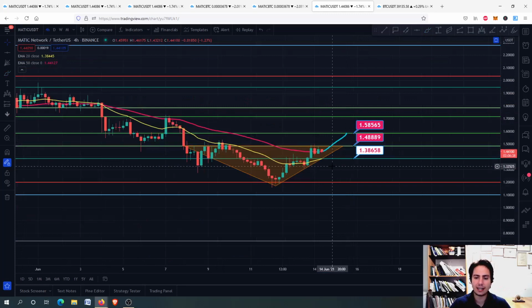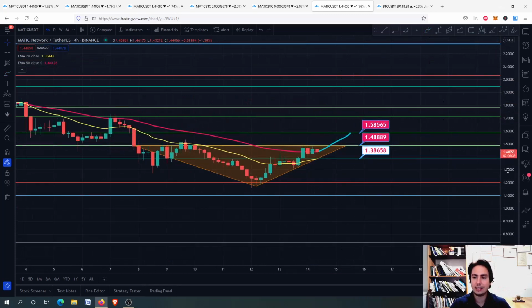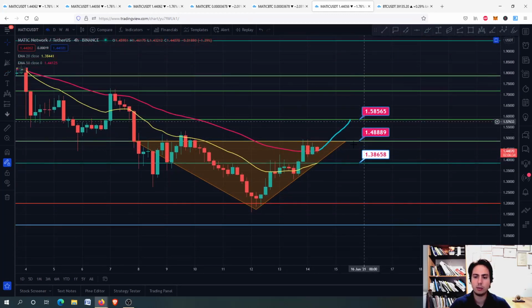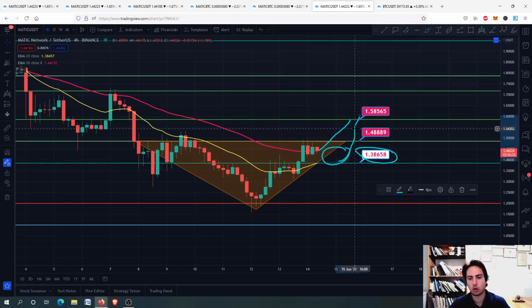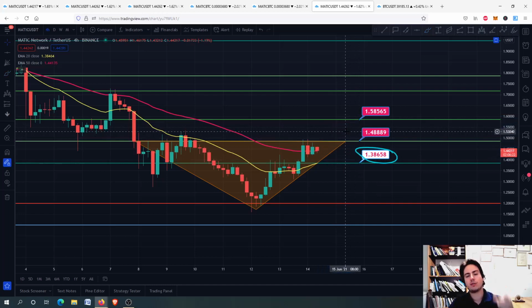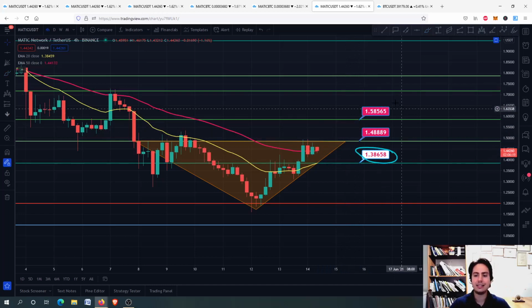I will go back now to the price analysis, and I believe, guys, that once we break the 1.48, and of course we need to maintain the 1.38, maintaining this level will mean we can actually bounce off to 1.58. It is our next price target for the short term, and afterwards we will decide what to do.